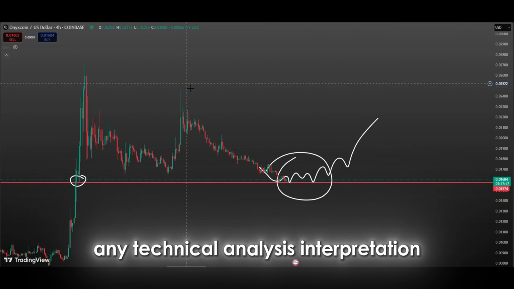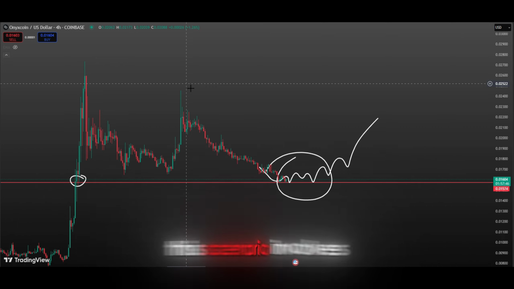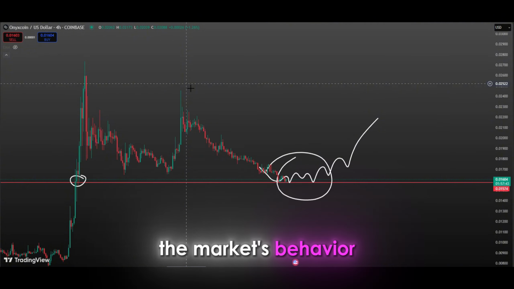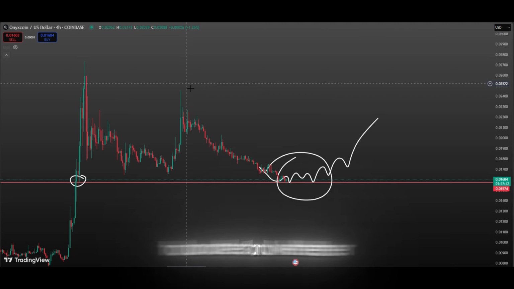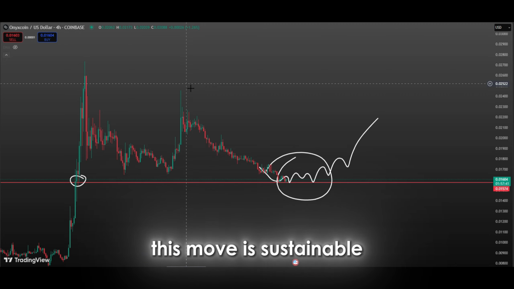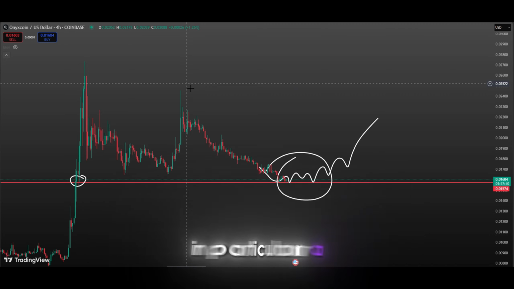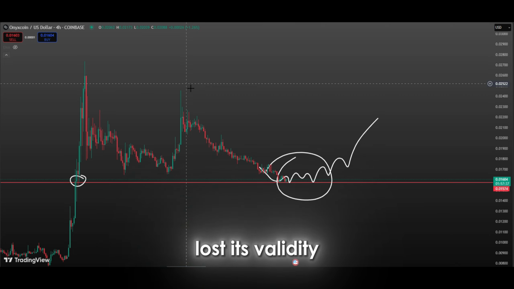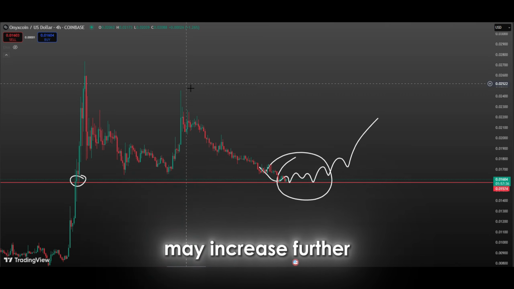Of course, like any technical analysis interpretation, this scenario involves certain risks. Although the price seems to be making an upward move from this level, it is necessary to carefully observe the market's behavior over the next few sessions to understand whether this move is sustainable. In particular, a possible close below this level or a strong break to the downside would indicate that this support zone has lost its validity and selling pressure may increase further.